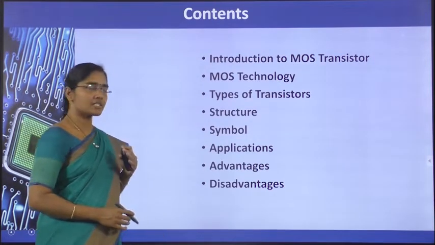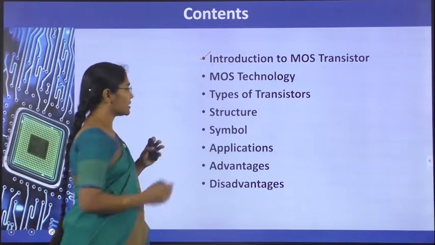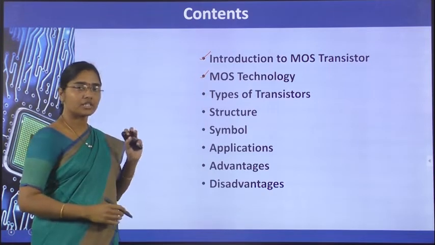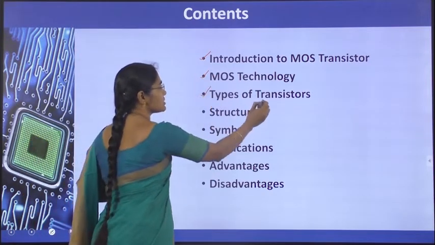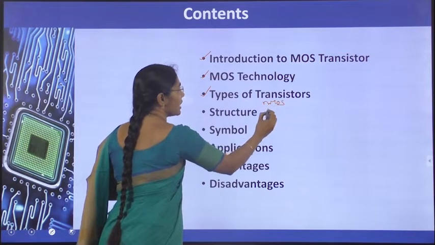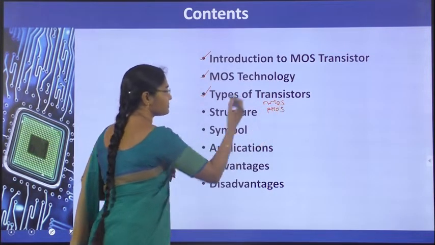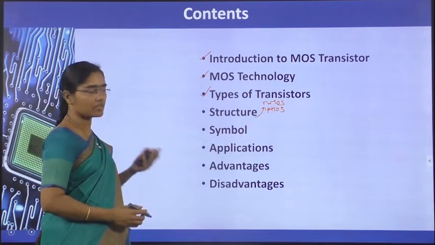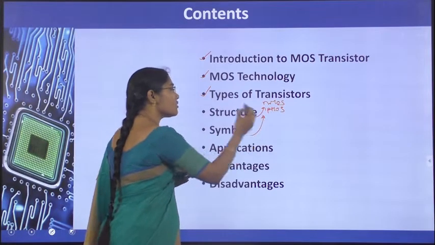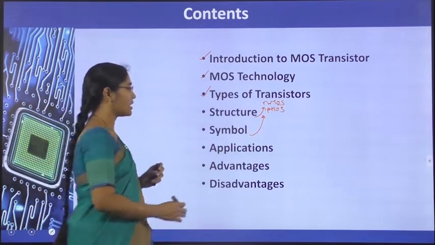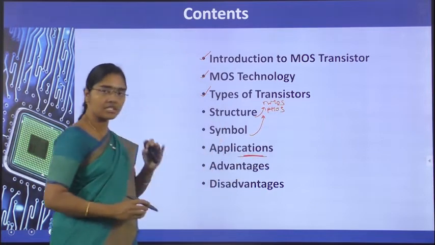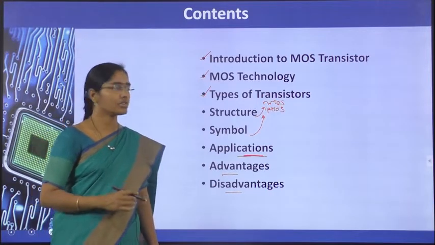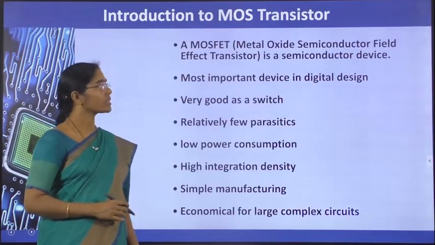The contents of this lecture are: it starts with the introduction to MOS transistor, then MOS technology, and it covers the types of MOS transistors like the NMOS transistor and PMOS transistor, and the structures of both NMOS and PMOS transistors. We are going to see the symbols of both NMOS and PMOS transistors, and the applications, advantages and disadvantages of MOS transistors in this lecture.